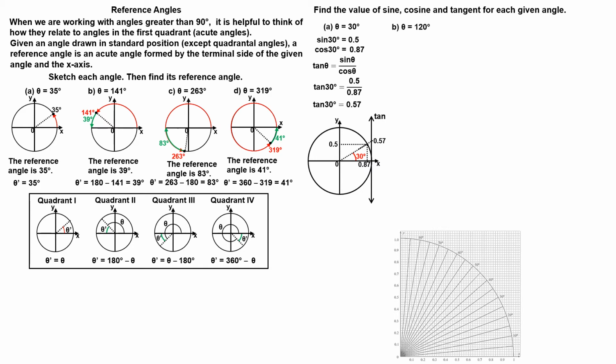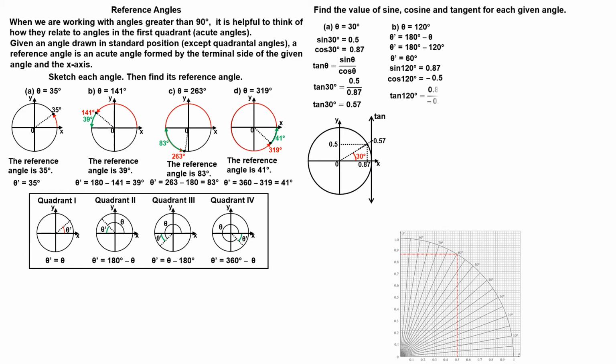The angle is in the second quadrant, so the reference angle is 180 minus 120. The reference angle is 60 degrees, so we must find the cosine and sine of 60 degrees. The sine of 60 degrees is the y-coordinate, and the cosine of 60 degrees is the x-coordinate. But don't forget, in the second quadrant, the sine is positive and the cosine is negative.